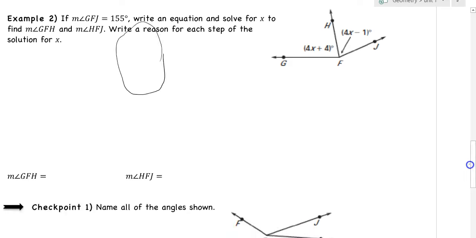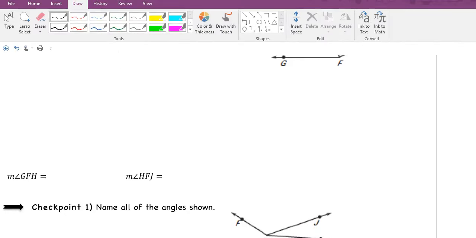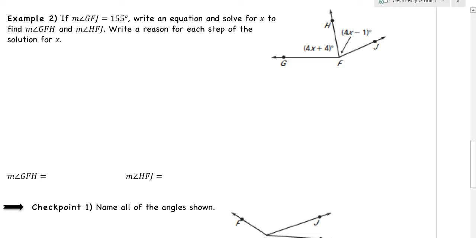Example 2. If the measure of angle GFJ is 155 degrees, write an equation and solve for x to find the measure of angle GFH and the measure of angle HFJ. Write a reason for each step of the solution of x. Alright, so we look at the picture, we say, okay, we're given both angles and the measure of the big angle. That means we're probably going to use the angle addition postulate.